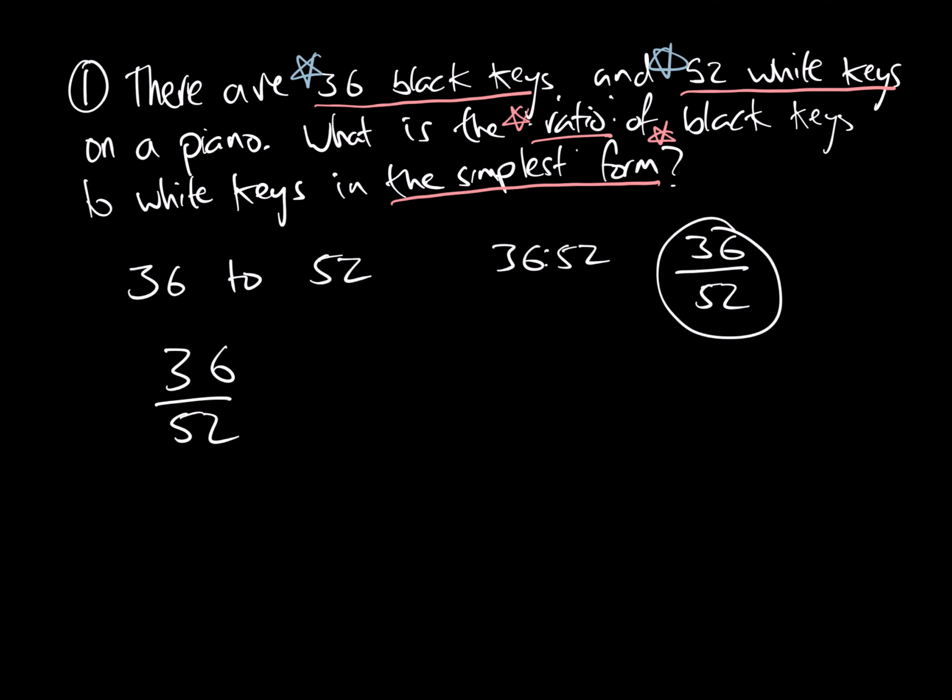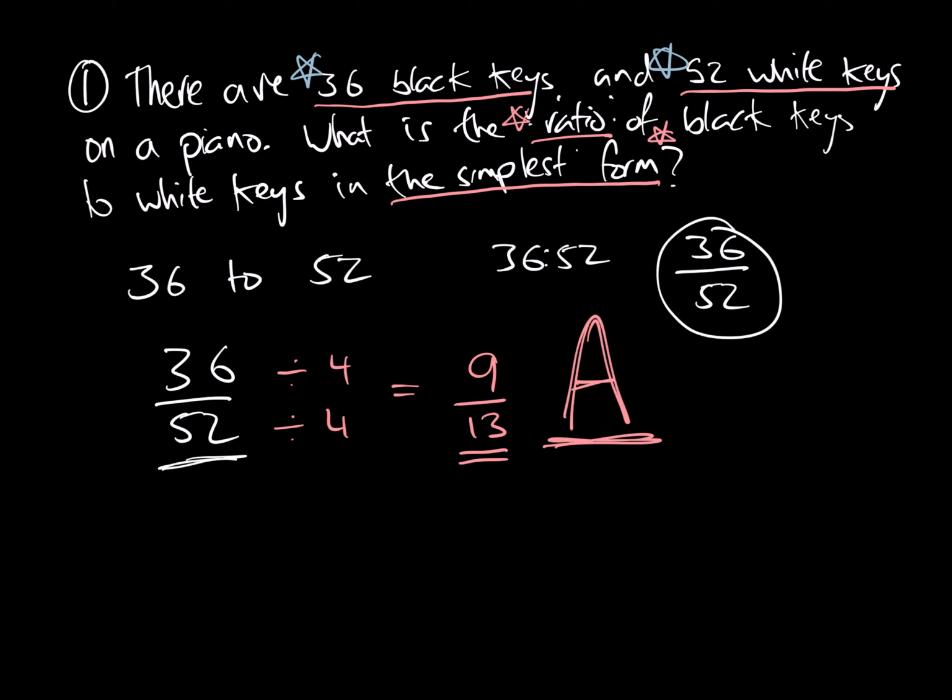So how do we put this ratio in the simplest form? The way to do that is by simplifying the fraction by dividing the top number and the bottom number by the greatest common factor. What is the greatest common factor of 36 and 52? The greatest common factor is 4. So if we divide the top number and the bottom number by 4, we have 9 over 13. And as you can see in your exam paper, this is answer choice A.